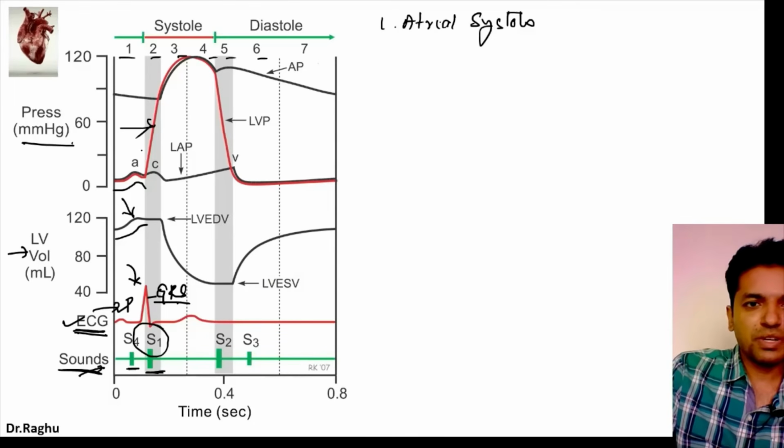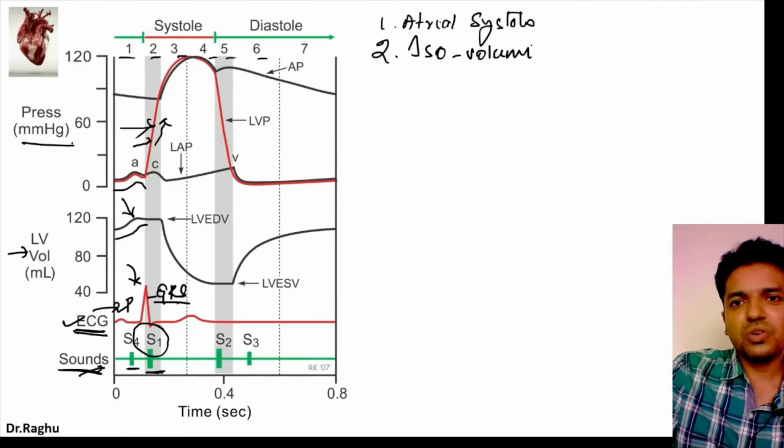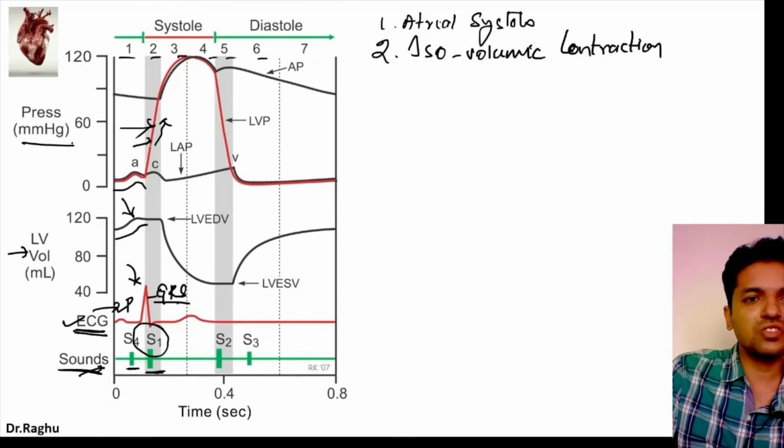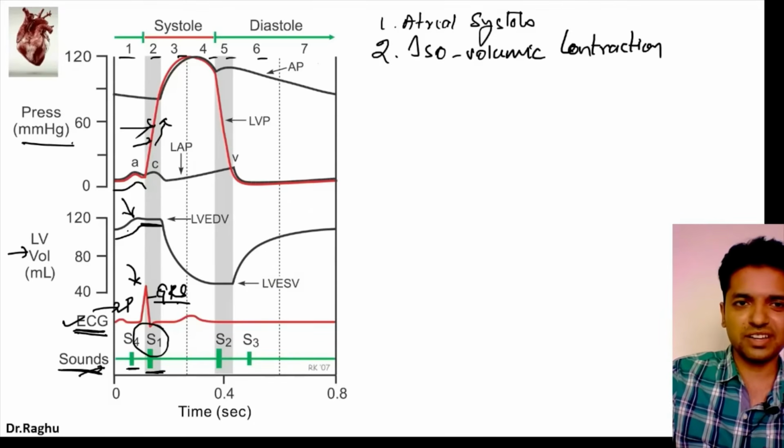What is going to happen to the pressure here? As you can see from the red line, the pressure inside the ventricles is increasing. So the second part of this Wiggers diagram coincides with the isovolumic contraction phase. What is happening to the pressure in the isovolumic contraction phase? The pressure is increasing. What is happening to the volume? Here you can see the volume is remaining static. That means there is no change in the volume of the blood. That's why it is called the isovolumic contraction phase.